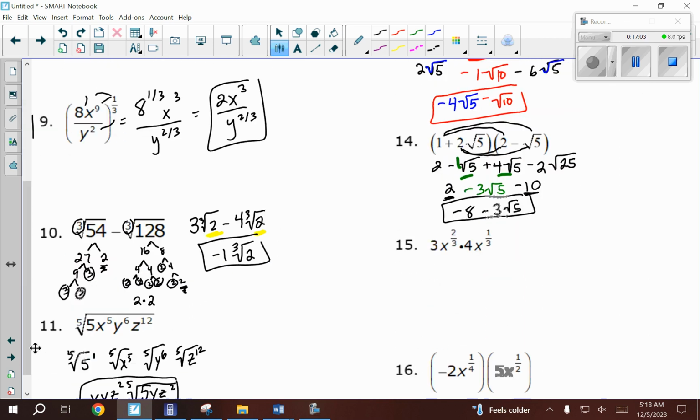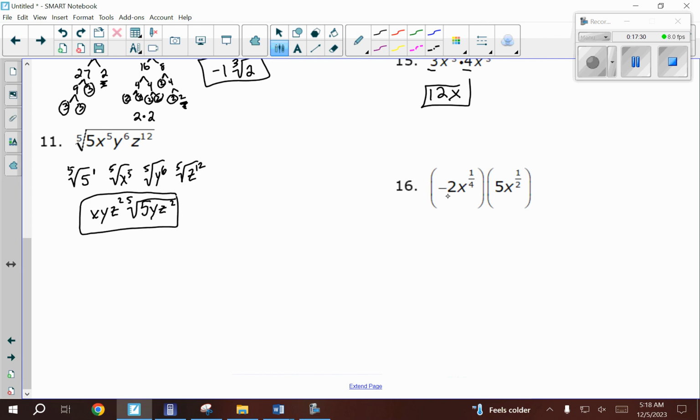Okay, next question. We multiply the front with the front, so that's 12. And then when you multiply the two x's together, you just plus the exponents. So if you do 2/3 plus 1/3, that's going to equal 3/3, which equals 1. So that means for the x's, there's just going to be x to the first power. And you don't have to put the 1 there, so that's your final answer.